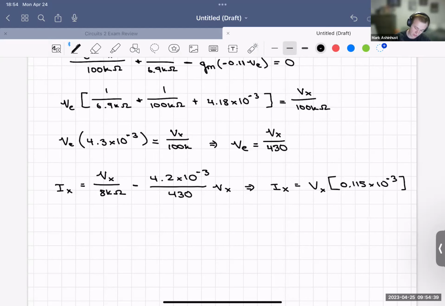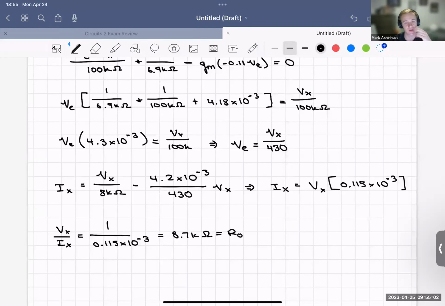And then we'll do Vx over Ix is equal to 1 over 0.115 times 10 to the negative 3, which is 8.7 kilo ohms, which is going to be our R out.